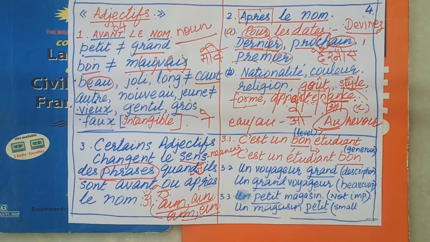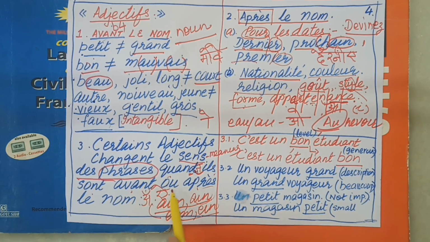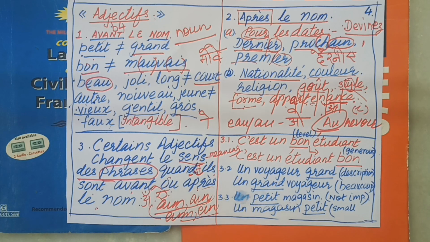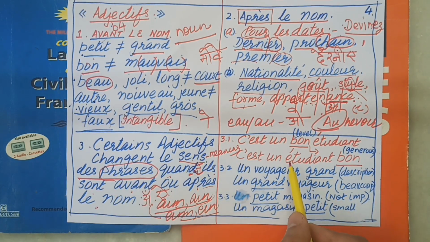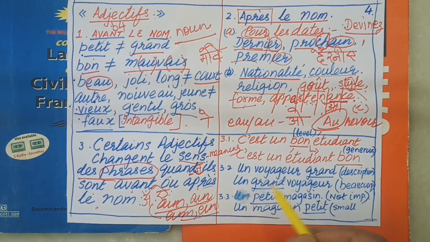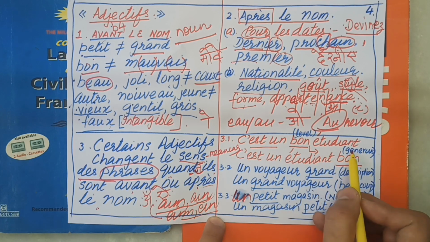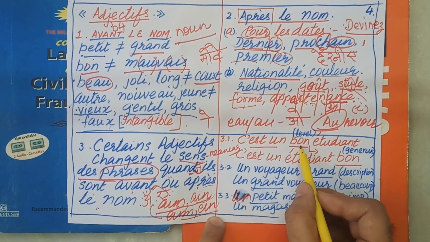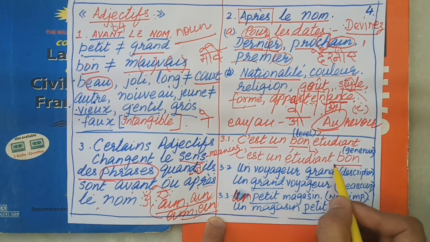So phrase is a sentence in French. Quand, when they are before or after the noun. On this particular rule application is here. Look, c'est un bon étudiant, right? Now here bon refers to the level, that means he is a good student in studies.